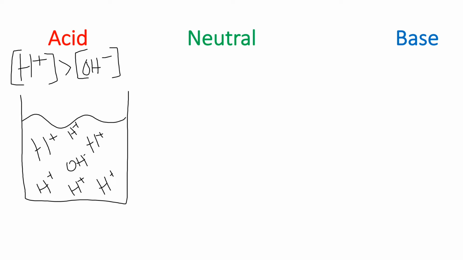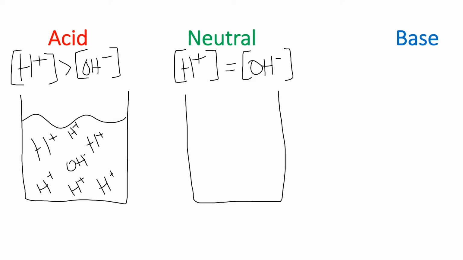A neutral compound will have an equal concentration of H plus and OH minus ions. So they kind of cancel out if you look at it. So what that'll look like is just like water. Water is a neutral solution, so it'll have an equal concentration of H plus and OH minuses. So they will be very balanced or canceled out. There's nothing more than each other.